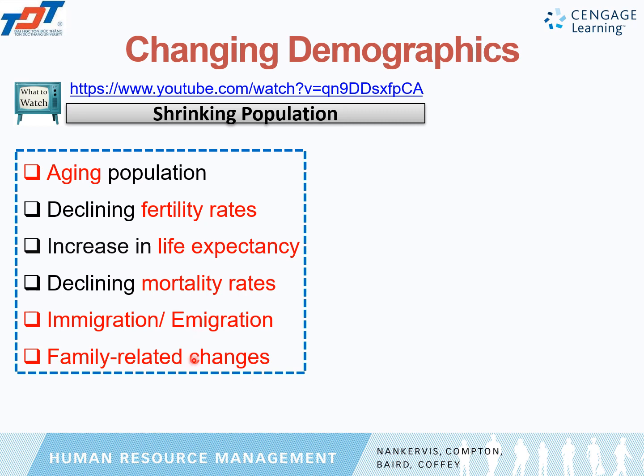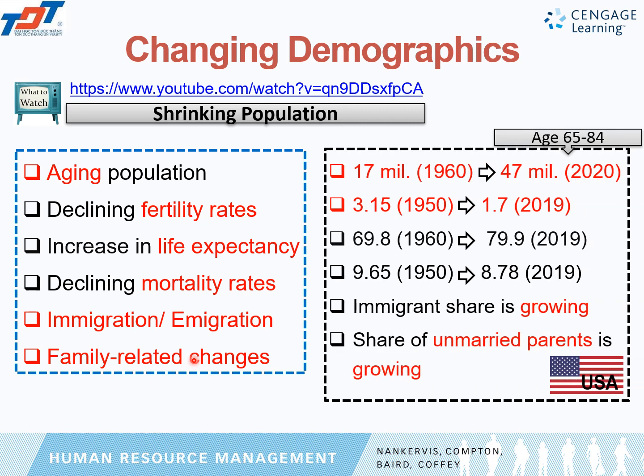Finally, we must also talk about some family related changes. What kind of changes? I will give you an example right now. What I've done here is just to show you an example of all these pertinent developments. I've used the case of the United States of America. When we talk about aging population, the US is one of those countries where we see this trend taking place today.